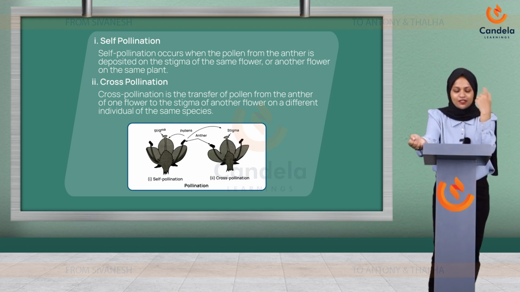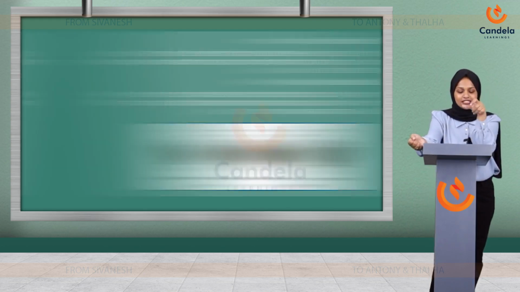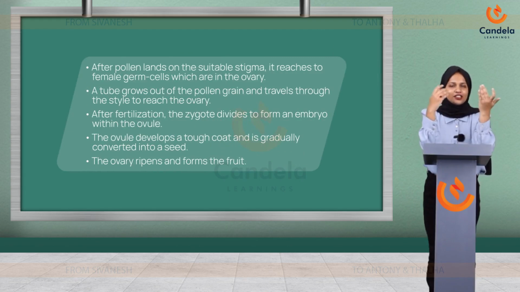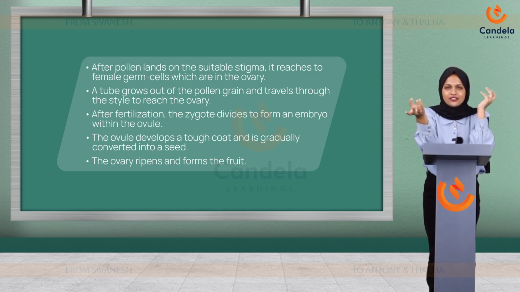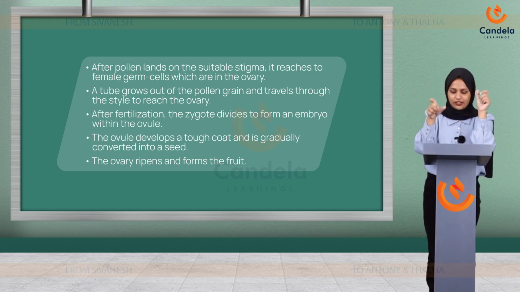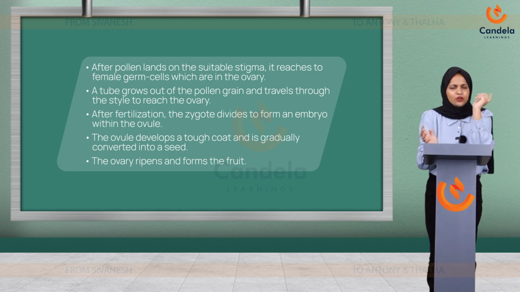Fertilization should take place, right? Now, how does fertilization take place? After the pollen lands on a suitable stigma, it has to reach the female germ cell, and the female germ cell is present where, children? It is present in the ovary. For this, a tube grows out of the pollen grain, travels through the style and reaches the ovary. Hence fertilization takes place, and a zygote is formed. This zygote divides and forms the embryo within the ovule.